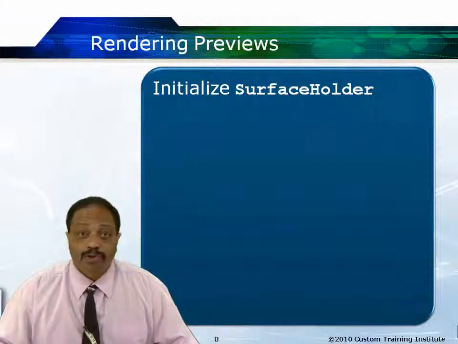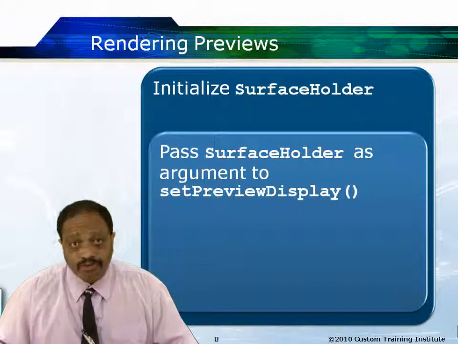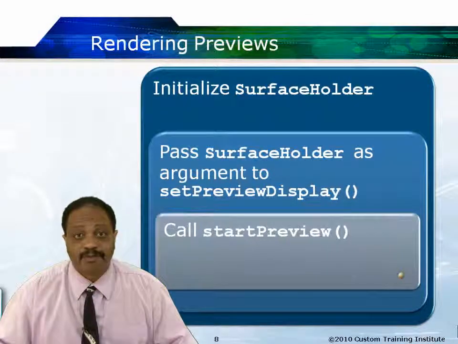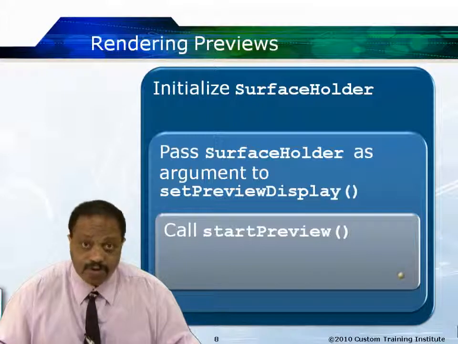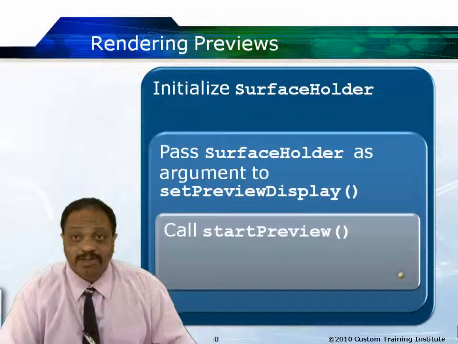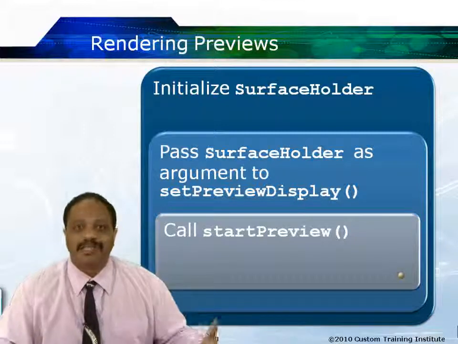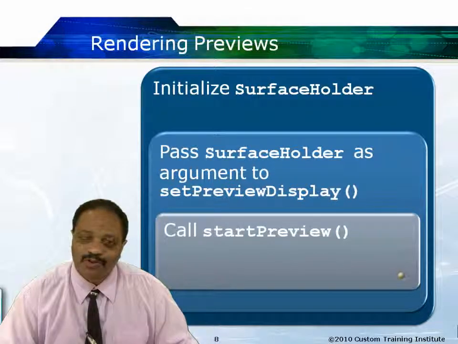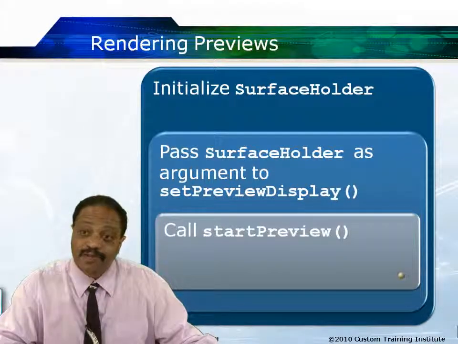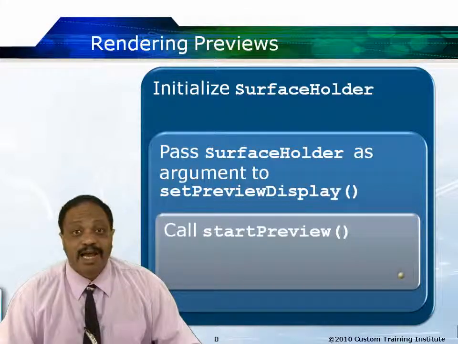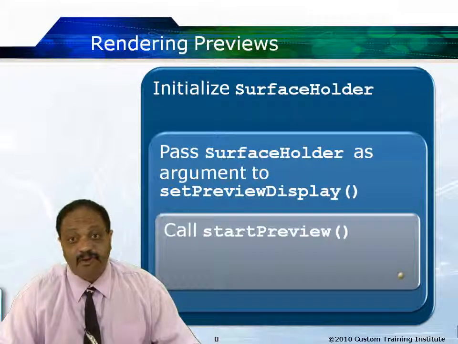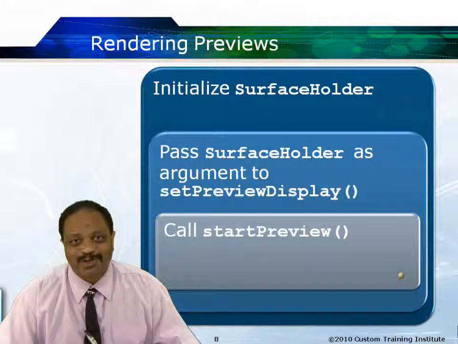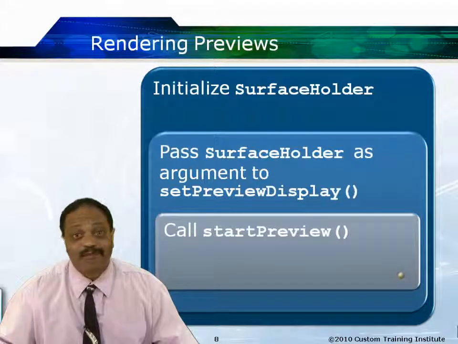Now in order to draw or render the previews, remember you start out by initializing the surface holder. You pass the surface holder as the argument to set preview display, and you call start preview. Now we don't, of course, take the picture because we just want to see a preview of what the picture looks like. So you don't have to go quite as far if all you have to do is render the previews. But sometimes you want to preview stuff before you take the picture. And you have to go through this set of steps before you take the picture. So that's one of the reasons why we listed them all there as part of taking the picture. So you have to go through even the start preview step before you start taking the picture.